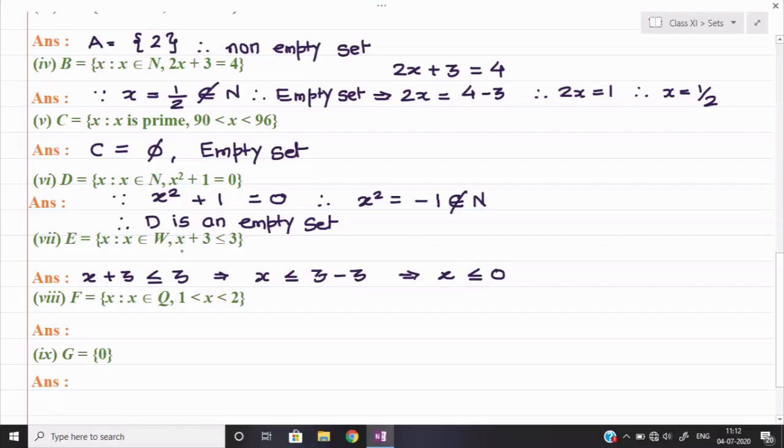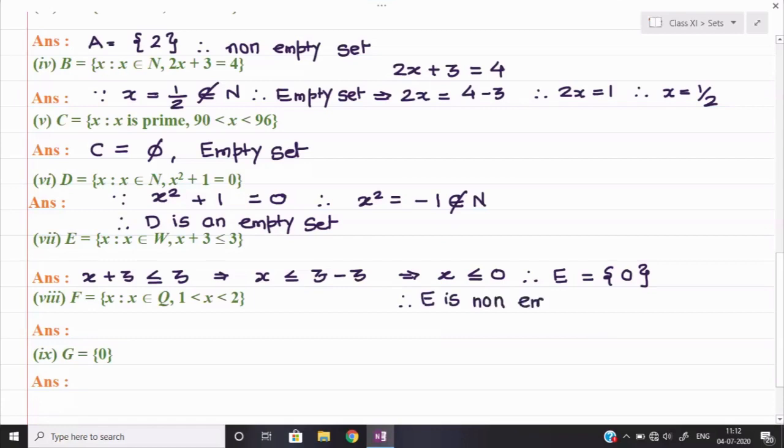But we have been given one more condition, x belongs to the set of whole numbers. So if I mix both the conditions, I can say that the set E will contain one element, that is 0, because here we have x less than or equal to 0. So if I take the element 0, 0 is a whole number also. So it satisfies both the conditions, and hence we can say that E will be a non-empty set. So the answer can be written here: E is a non-empty set.